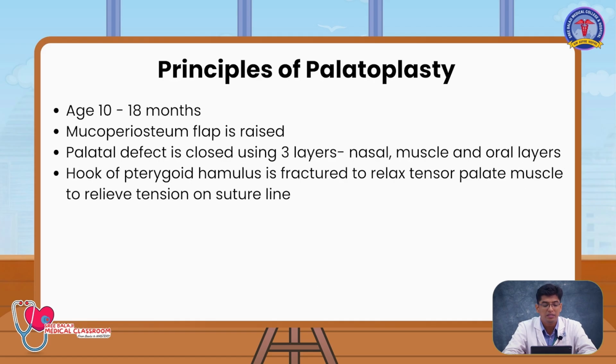Principles of palatoplasty. It is done at the age of 10 to 18 months. Here a mucoperiosteal flap is raised. The palatal defect is closed using 3 layers: the nasal, muscular and oral layers. The hook of the pterygoid hamulus is fractured to release the tensor palati muscle to relieve any tension in the suture line.